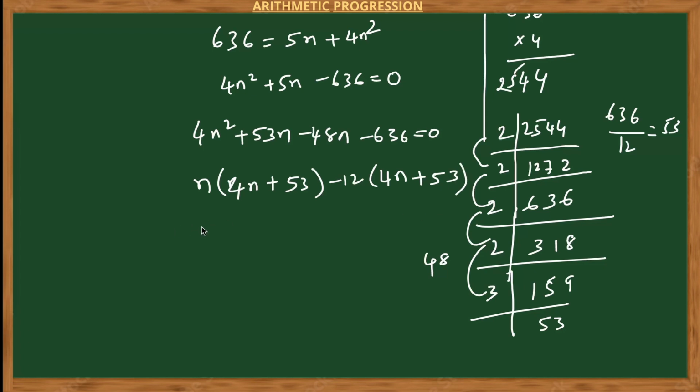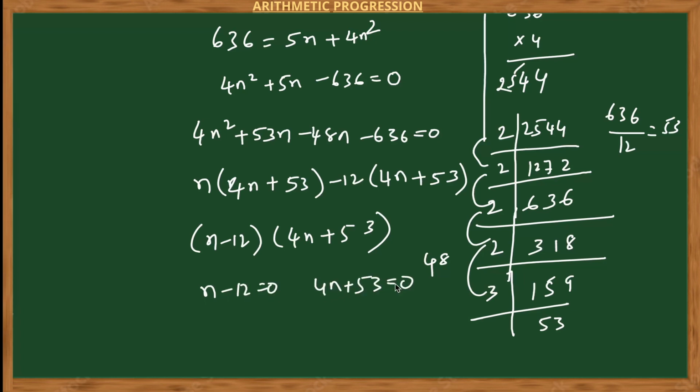Okay, so we have n minus 12, then we have 4n plus 53. Okay, n minus 12 is equal to 0, 4n plus 53 is equal to 0. n is equal to 12, if this side comes plus 12. So 4n equal to, let's bring this, minus 53.